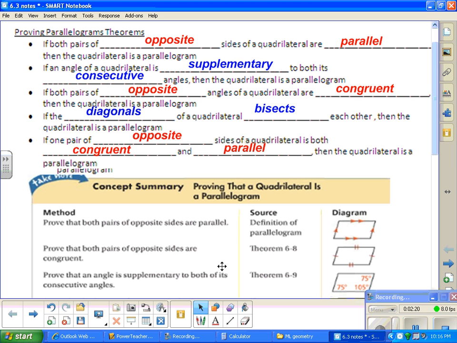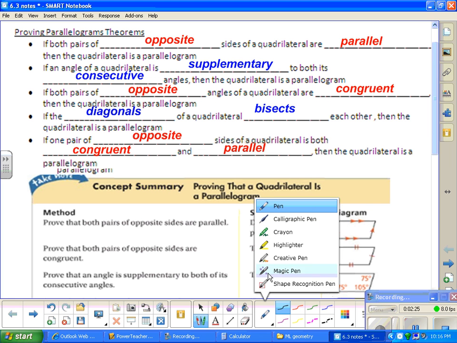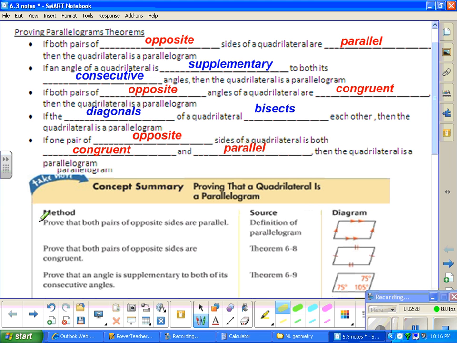You're going to kind of have to see. So let's go ahead and look at each one. The first one, I'll go ahead and highlight. Prove that both pairs of opposite sides are parallel. You can prove that by using the definition of parallelogram, and this is what it's talking about. So this went with the first one. If both pairs of opposite sides, so these are opposite sides, and then here, if they're parallel, then it is a parallelogram.